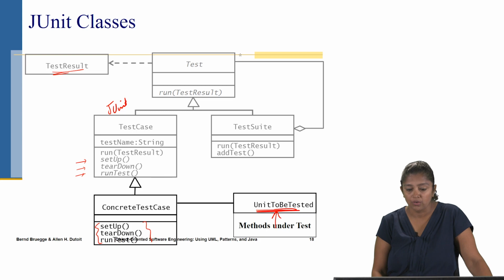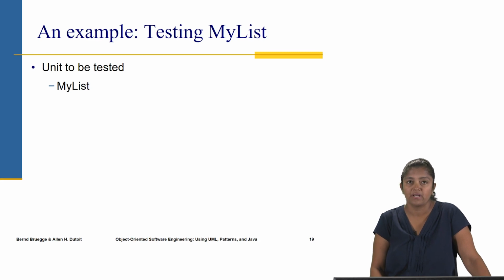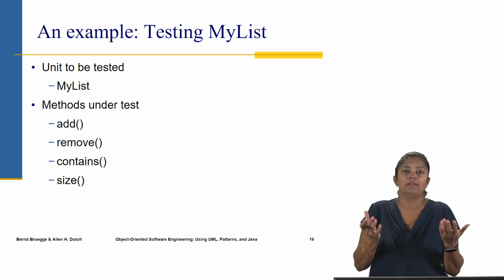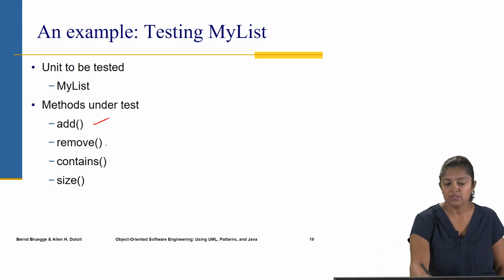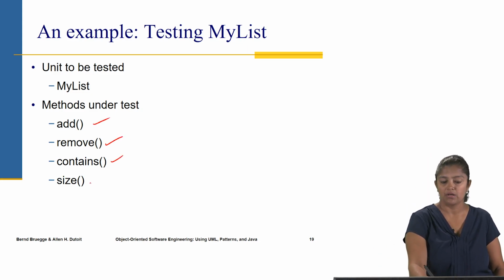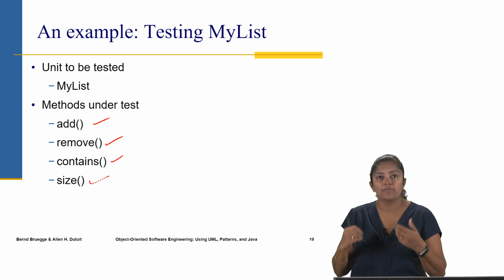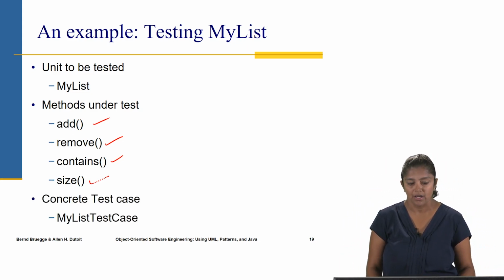So to show you how this exactly looks, let's use an example of say my custom list class. So say I wrote a list class to handle the list data structure, and the methods that I have in this class are I can add elements to the list, remove elements from the list, check if a particular item is in there, and then check the size of the list. So these are the 4 different methods in my unit, my list, that need to be tested.